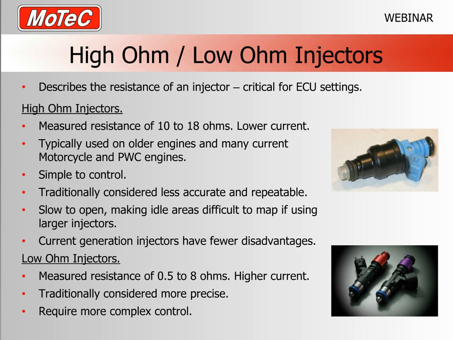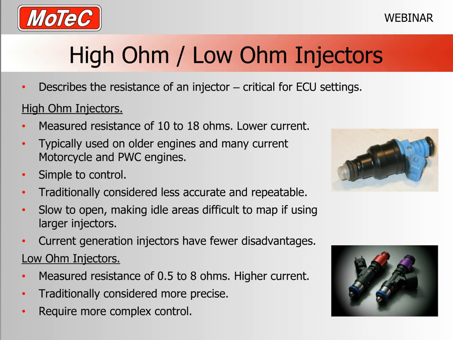These injectors were less accurate in the past. As time has progressed, they are now actually fairly accurate, quite accurate and quite usable in modern applications. They tend to open a little bit slower, and that means that they can make it difficult to map the low load areas of an engine, particularly if you're using very high flow injectors. So these were the reasons initially that the low ohm injectors were developed.